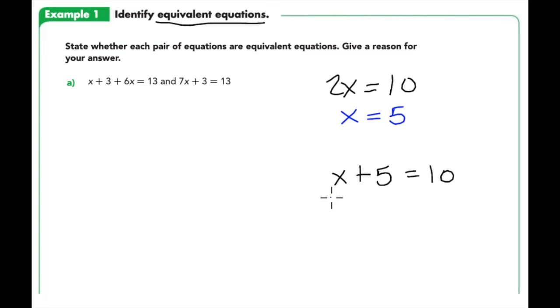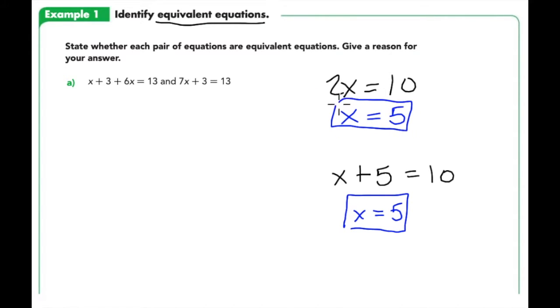For our second one, it's x plus 5 equals 10. So what plus 5 gives us 10? And again, we should know that x is going to be equal to 5. So because we have the same solution here of x equals 5, that means that these two equations are equal to each other. 2x equaling 10 is equivalent to x plus 5 equaling 10.